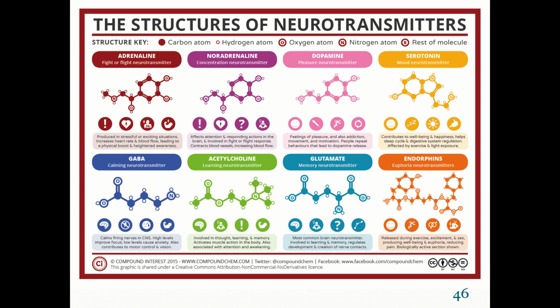We see dopamine, that's the pleasure neurotransmitter, and it has feelings of pleasure and addiction. And movement and motivation, people repeat behaviors that lead to dopamine release. Serotonin is a mood neurotransmitter and contributes to the well-being and happiness, helps sleep cycle and digestive system regulation, and is affected by exercise and the exposure to light therapy.